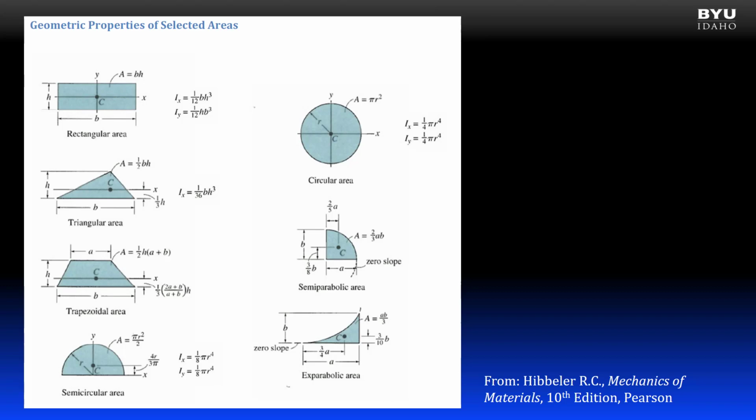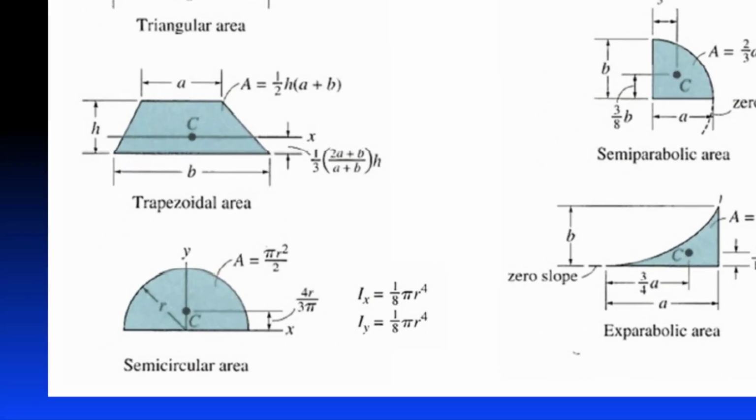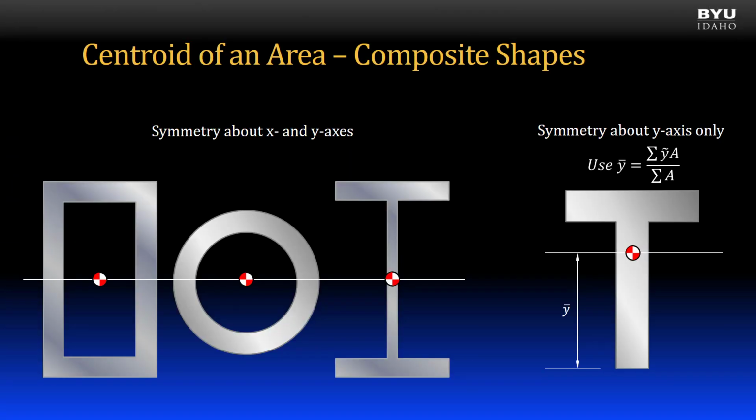In this table, the centroid locations of several basic shapes are indicated with the letter C. In rectangles and circles, the centroids are located at the horizontal and vertical center points of the shapes. Note that for semicircles, the vertical dimension to the centroid is 4r over 3 pi up from the base. For composite areas, the centroids need to be found.